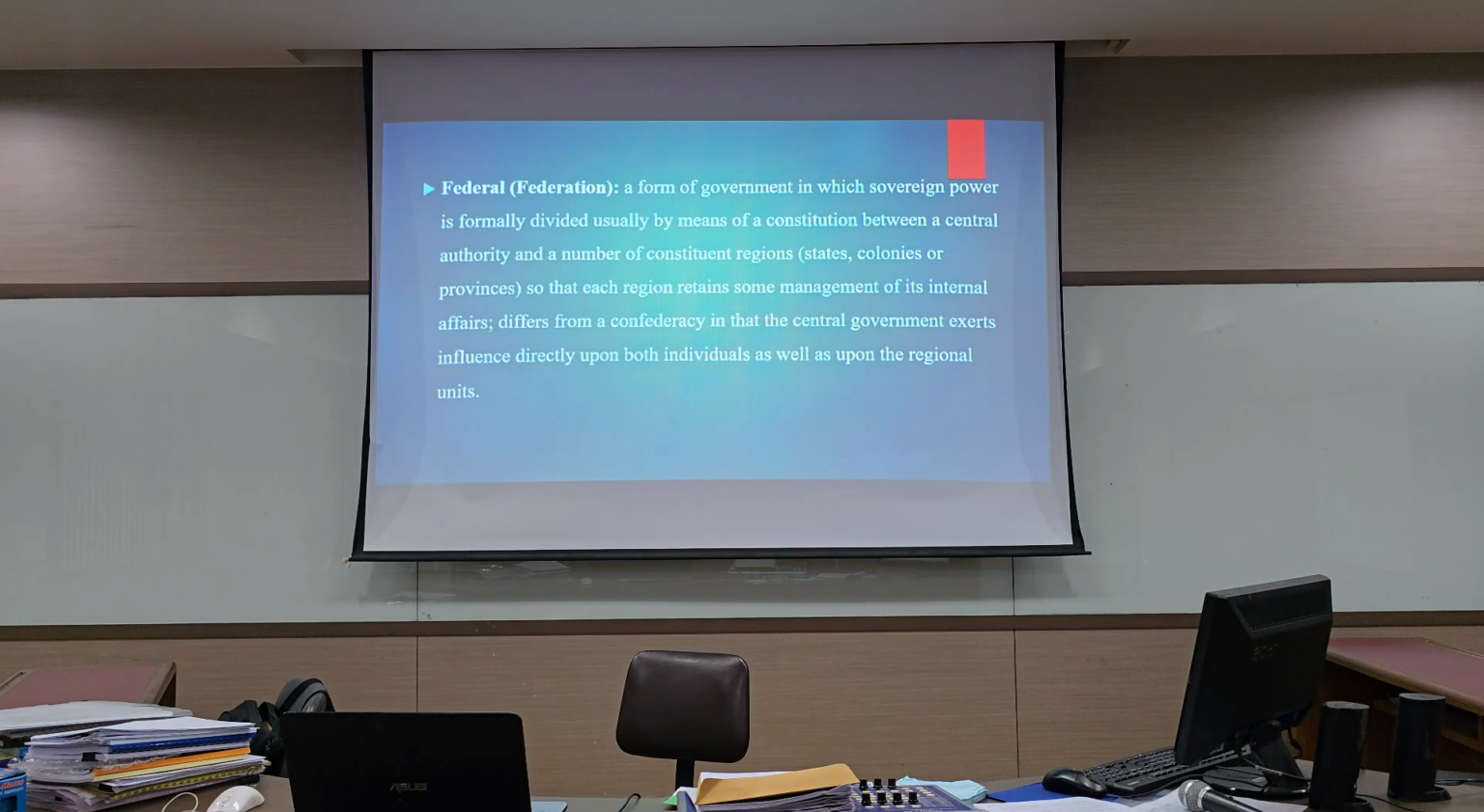Federation: a form of government in which sovereign power is formally divided, usually by means of a constitution, between a central authority and a number of constituent regions, states, colonies, or provinces, so that each region retains some management of its internal affairs. It differs from a confederacy in that the central government exerts influence directly upon both individuals as well as upon the regional units. This is the Federal Republic of Nigeria. That is an example. Are you there?